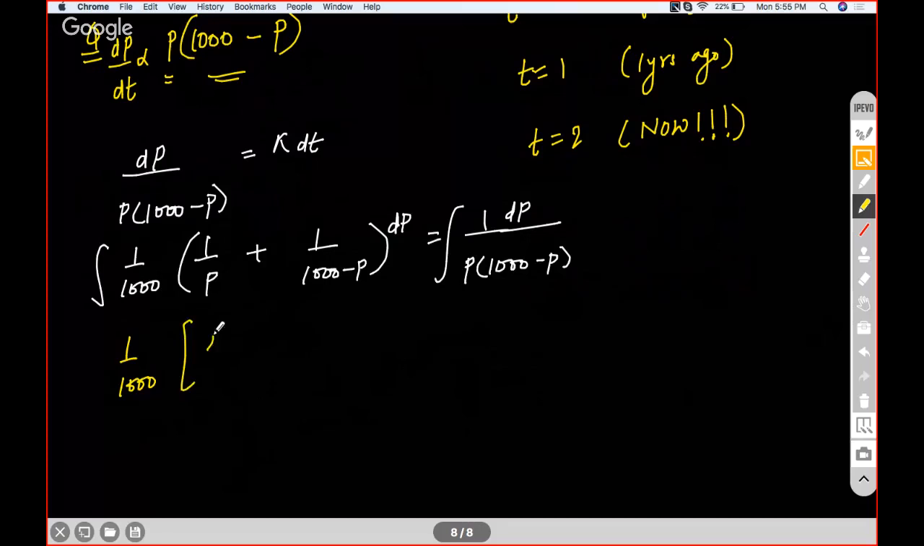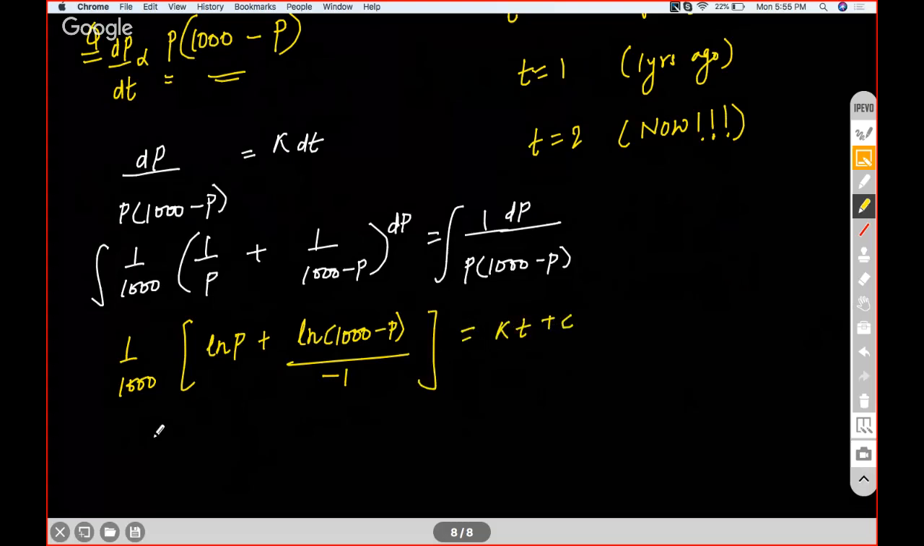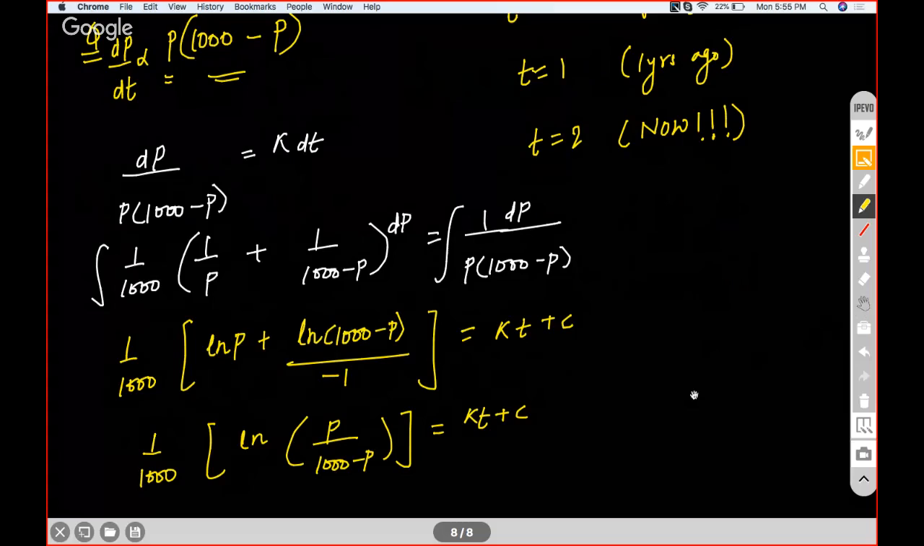So that's going to give me ln p, plus 1 by 1000 ln of 1000 minus p, and again, you're making the same mistake. You have to divide by the minus 1. So equals kt plus c. So you can directly say 1000 of ln p upon 1000 minus p is kt plus c for you.